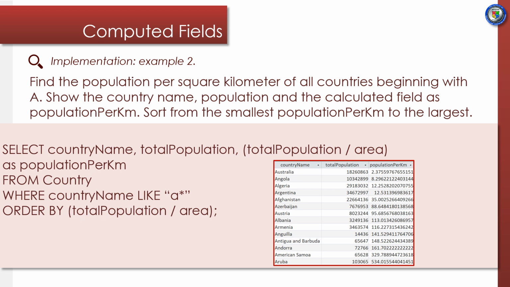We look at our SQL query. Select country name, total population, population divided by area, as per population per kilometre. From the country table, therefore we only have one entity involved, therefore no join or link. Where country name like A asterisk, we're using a wildcard there, and we're going to order by total population divided by the area.